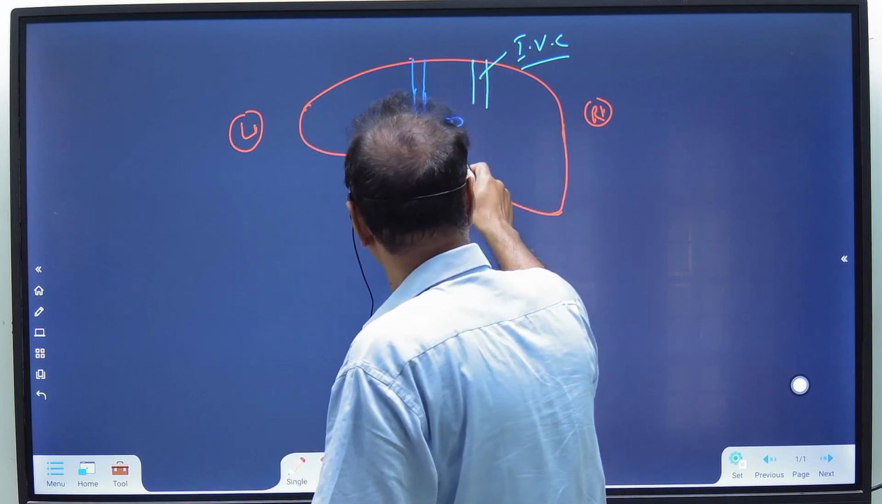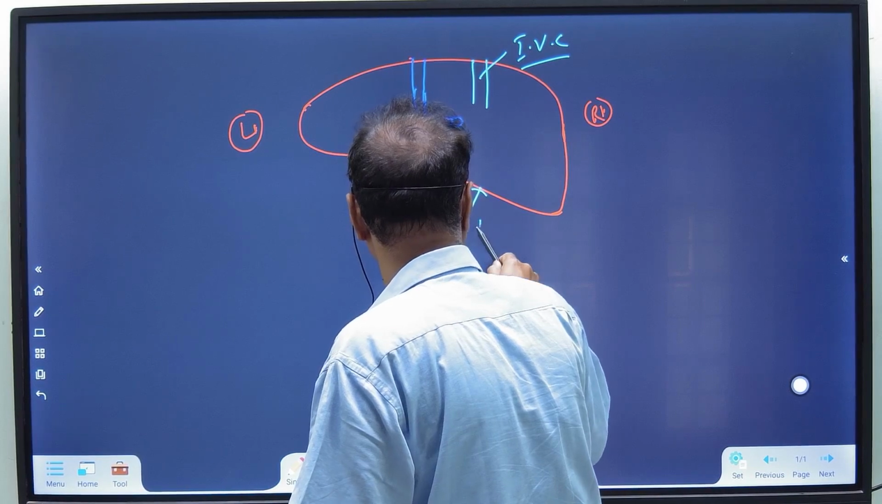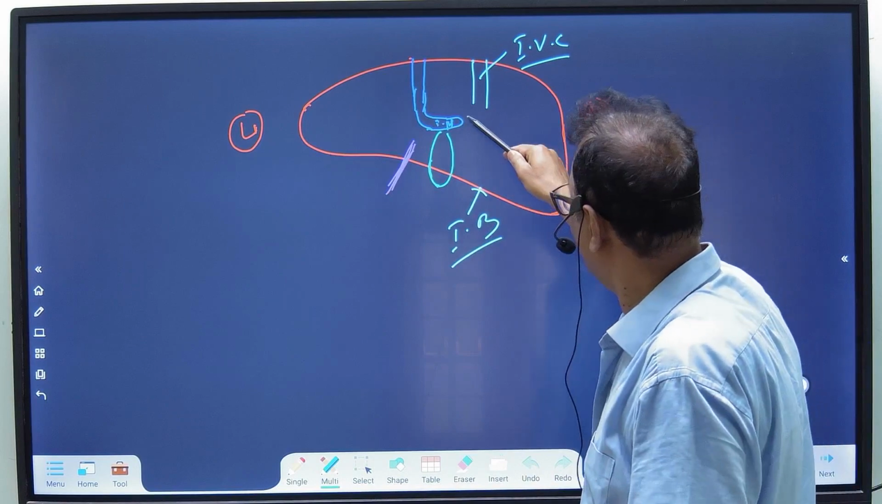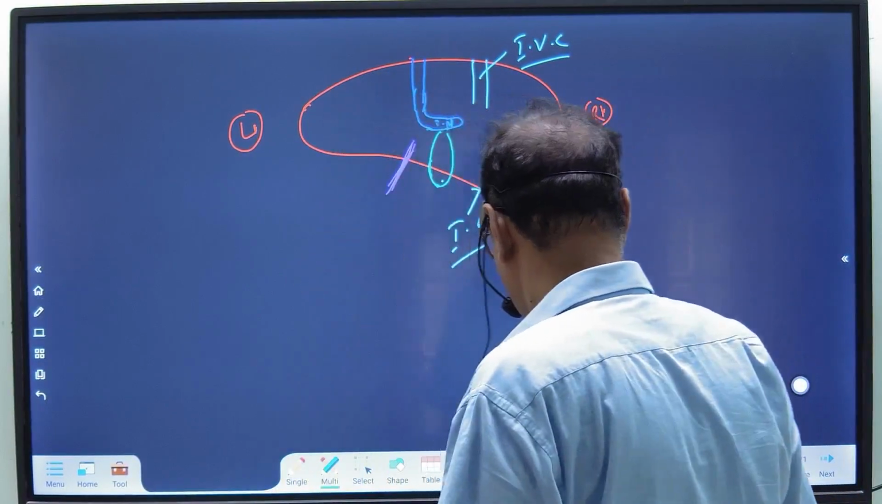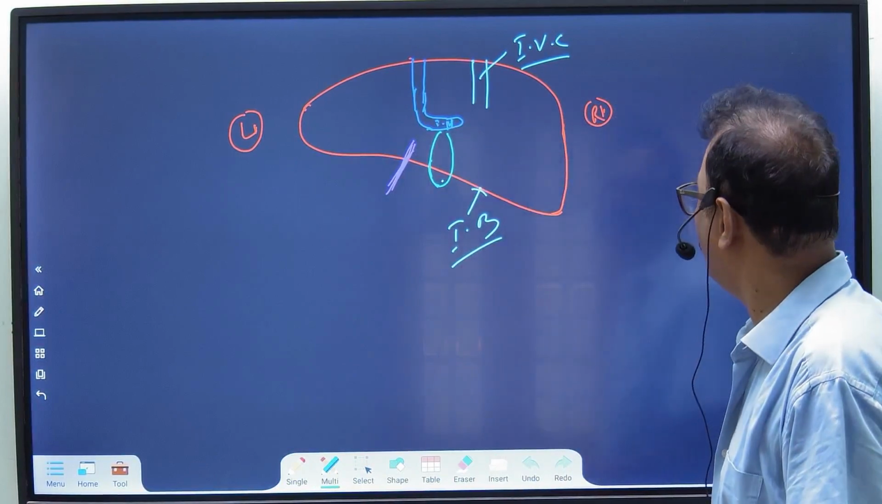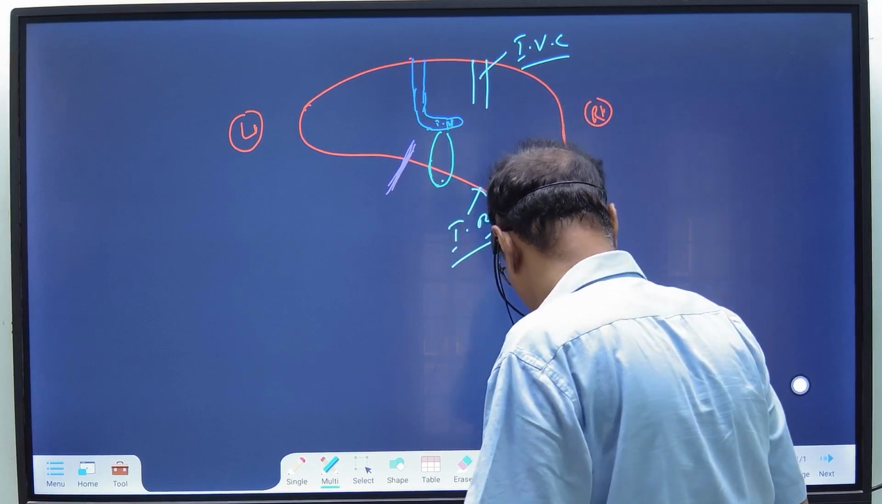The gallbladder extends from the porta hepatis to the inferior border. This is the inferior border. So we can say that the gallbladder extends from the porta hepatis to the inferior border of the liver. This is about the gallbladder.